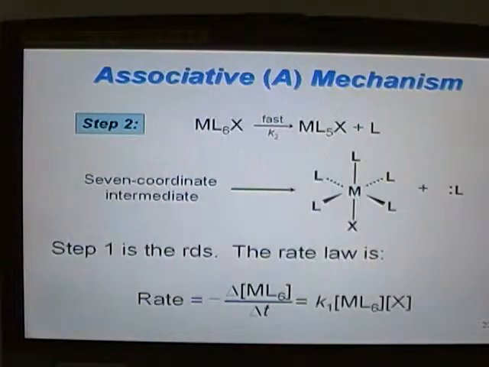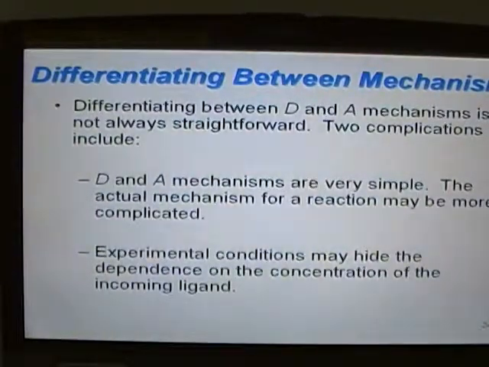If you can measure the rate law and determine the dependence upon the incoming ligand on the rate of the reaction, then you can determine whether it's an associative mechanism or a dissociative mechanism. However, differentiating between the two types of mechanisms can be very difficult. There are two complications that arise.